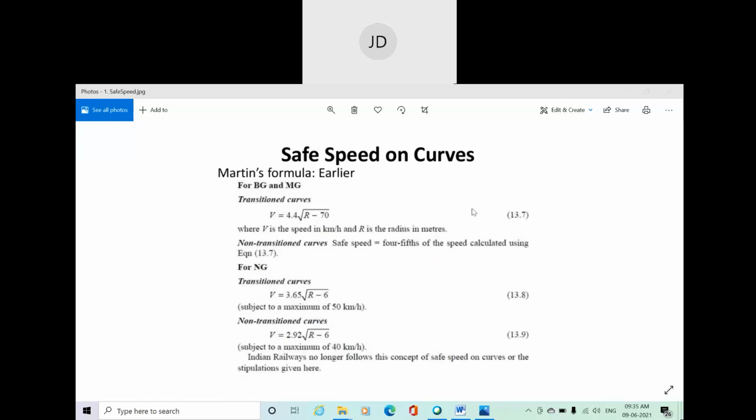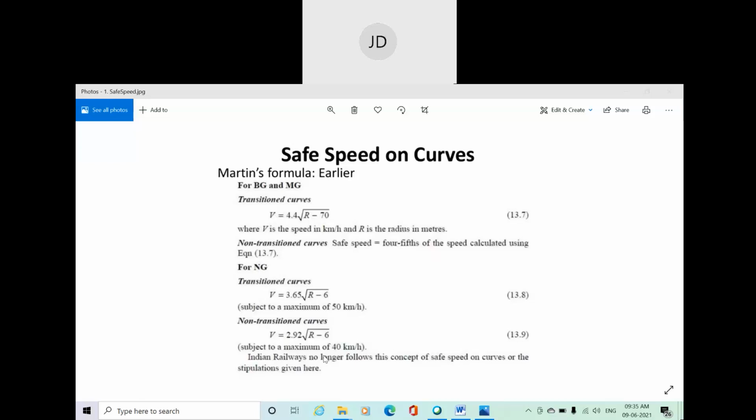Okay, but the Indian Railway no longer follows this concept of safe speed on curve. Fine, but these are the basic formulas. What I am giving you, because you should know, that's why I'm giving this particular formula, and it is known as Martin's formula. But currently, the Indian standard doesn't follow this formula. We have modified this particular formula.